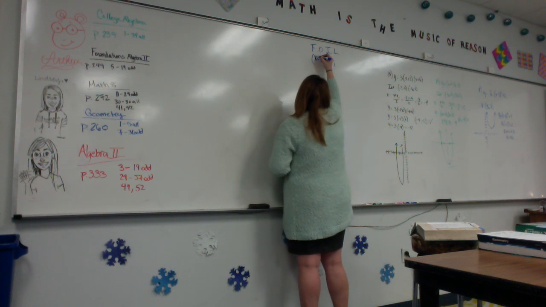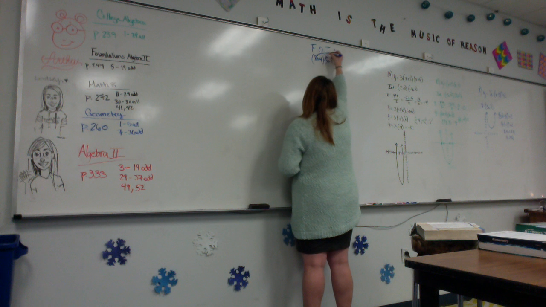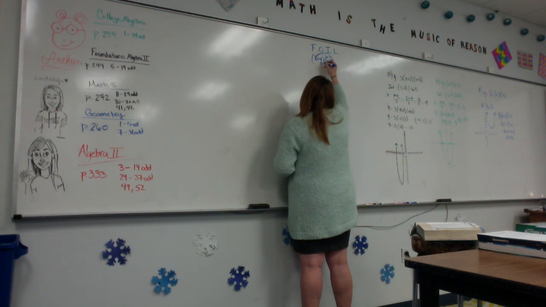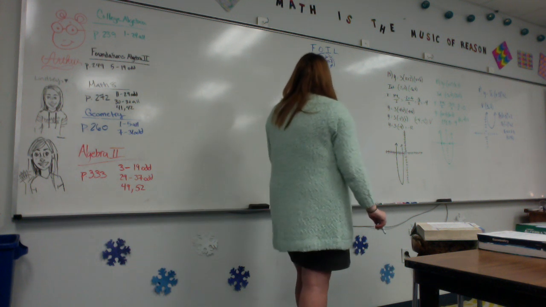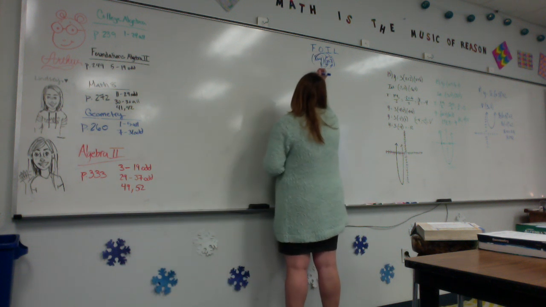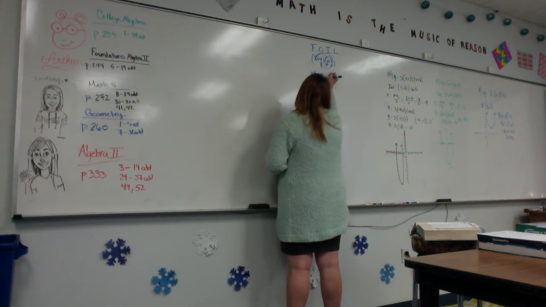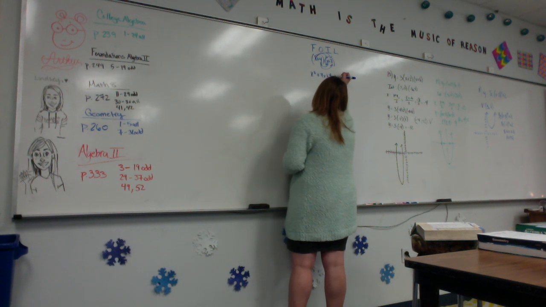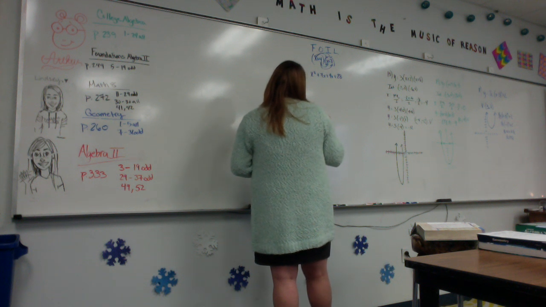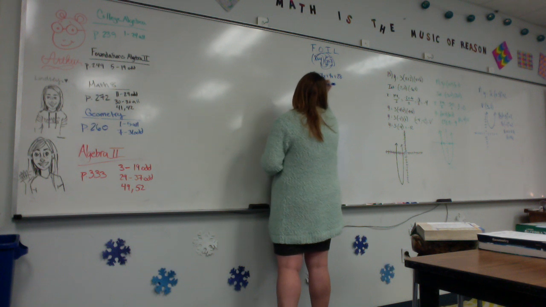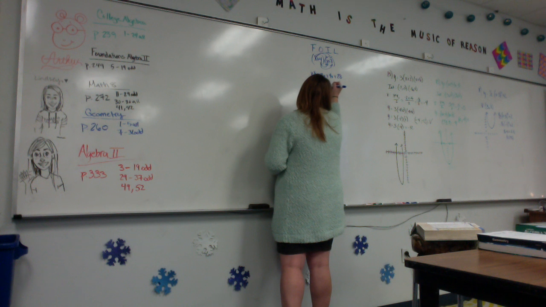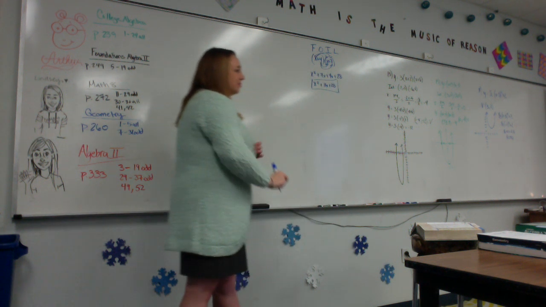First, outer, inner, last. I would solve by multiplying those. So I get x squared plus 7x plus 4x plus 28, right? 7 times 4. So then you get x squared, 11x, and 28. Now, tell me, what form is this equation in right there?